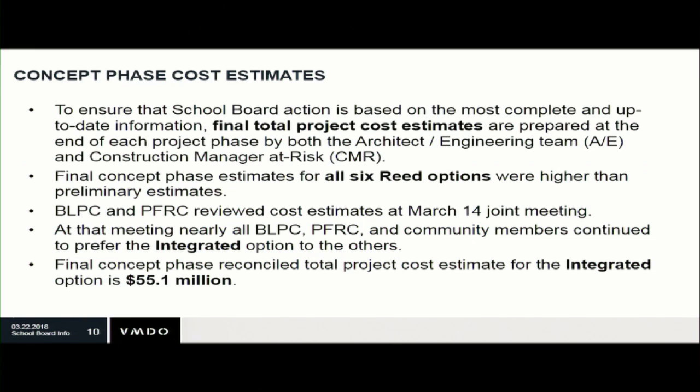Through that conversation, and certainly the correspondence that followed up from the meeting, there's still a very overwhelming preference for the scheme that we're calling the integrated scheme above any other option. And the final reconciled total project cost estimate for that option is just over $55 million. It's at $55.1 million.